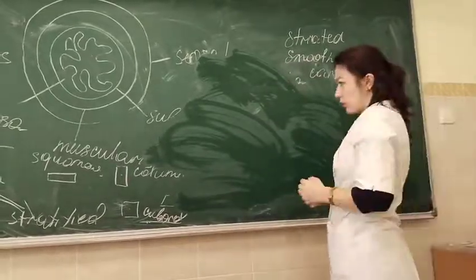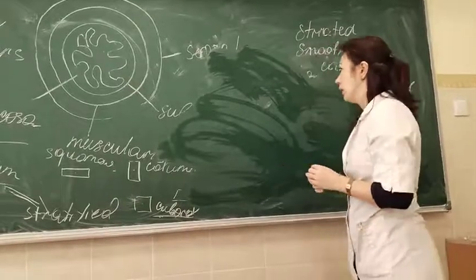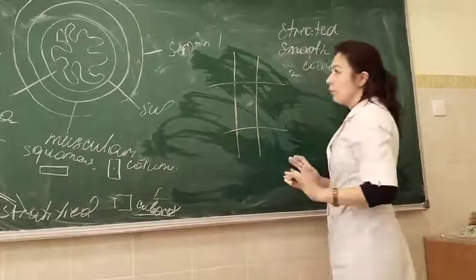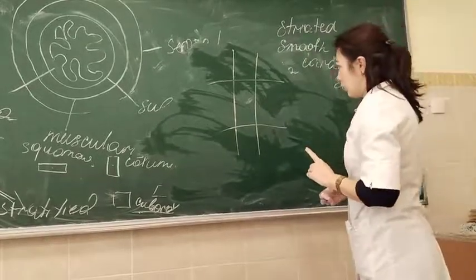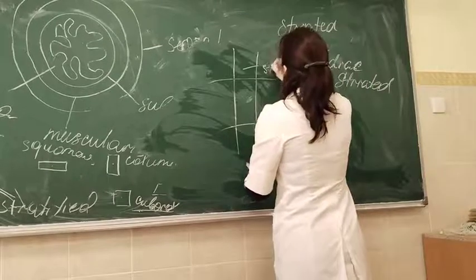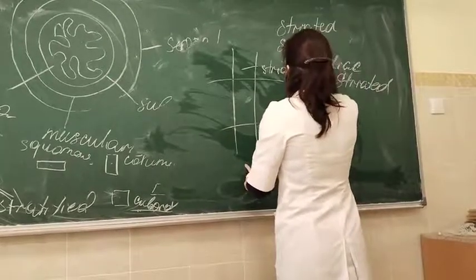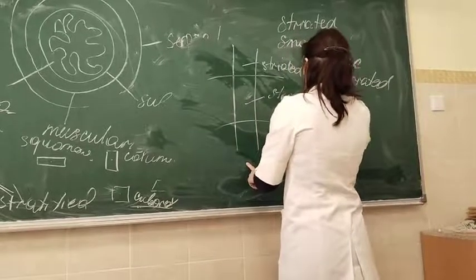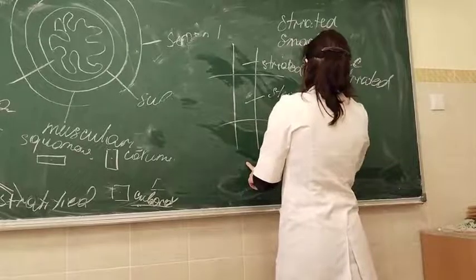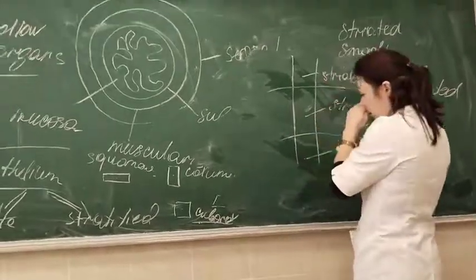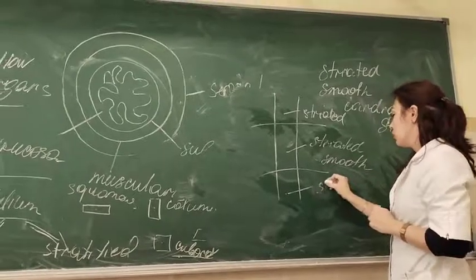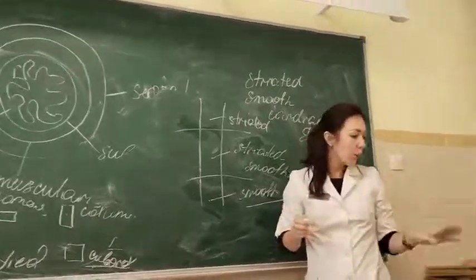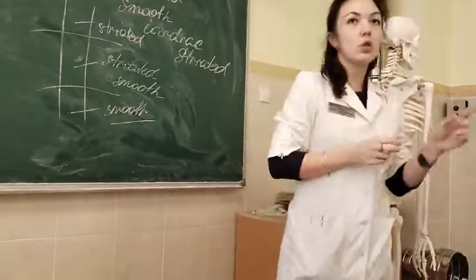And then in the esophagus, this transition of muscular tissue takes place. The esophagus is a long organ, and we can conditionally divide it into 3 parts. In the proximal 1/3 of the esophagus, muscular tissue is striated. Then in the middle 1/3, there is both striated and smooth muscular tissue. And in the distal 1/3 of the esophagus, muscular tissue is completely smooth. And then in lower parts of the digestive tract, in the stomach and intestines, everywhere muscular tissue is smooth.